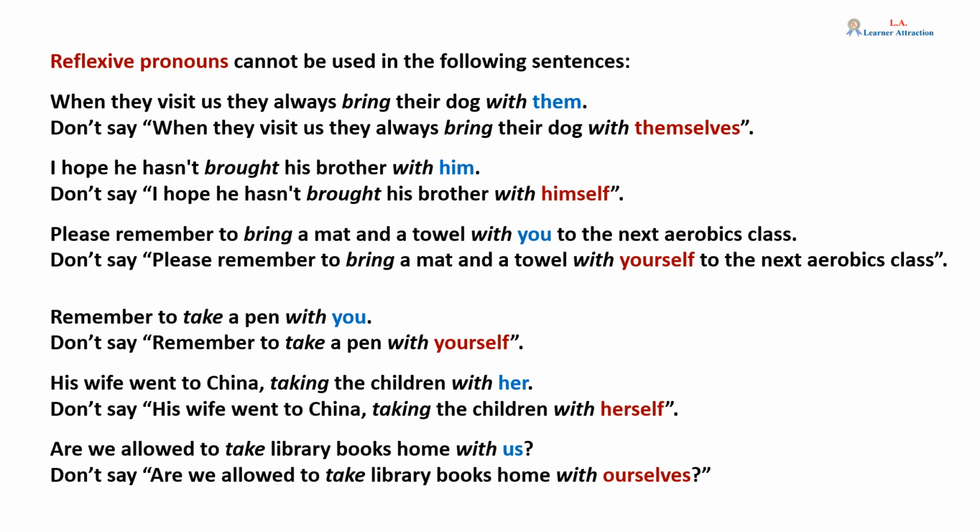Reflexive pronouns cannot be used in the following sentences. When they visit us, they always bring their dog with them. The personal pronoun, them, is used, not the reflexive pronoun, themselves. So, don't say, when they visit us they always bring their dog with themselves. I hope he hasn't brought his brother with him. Don't say, I hope he hasn't brought his brother with himself.